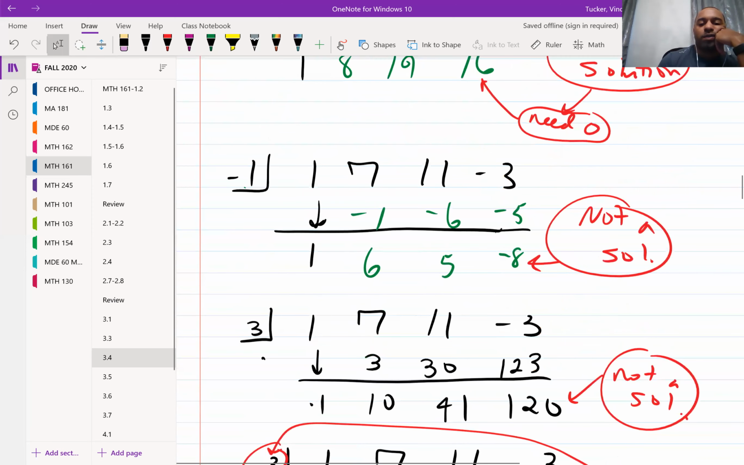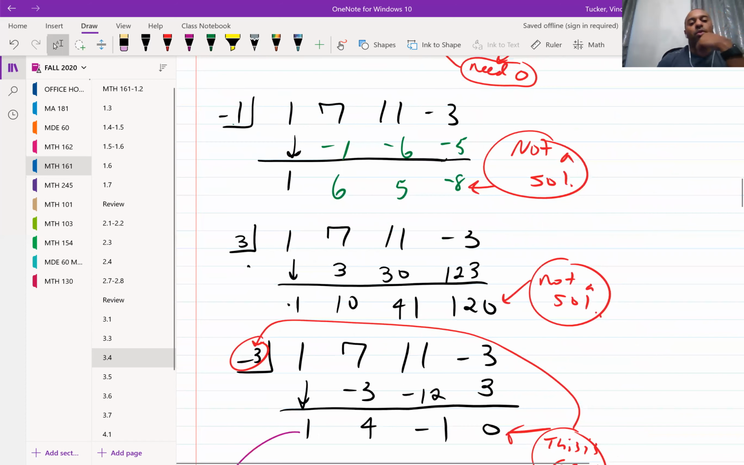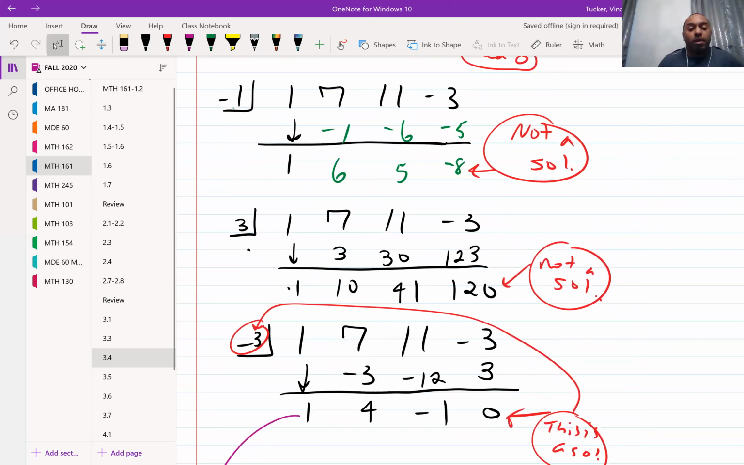So do the same process for 3. That one doesn't work. But we see on that last one, -3 ends up giving us a solution. Ends up giving us 0 as a remainder, which means it is a solution. So I'll give you a chance to copy that before we finish it off.